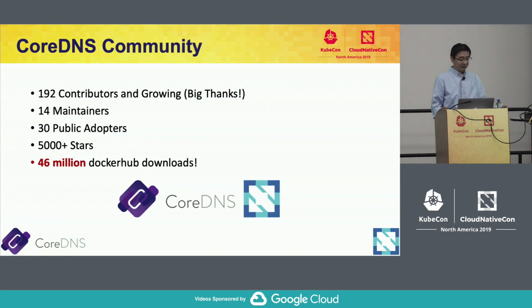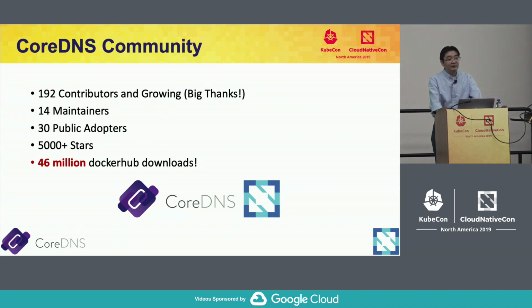Some brief updates about the CoreDNS community. At the moment, we have almost 200 contributors, and it's growing. We have 14 maintainers. We have 30 public adopters. By the way, the adopters are publicly available, which means only those companies or organizations that are willing to share their name with us are going to be put into our adopters list.